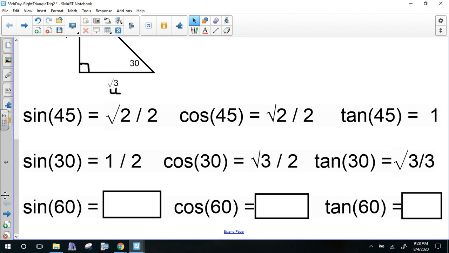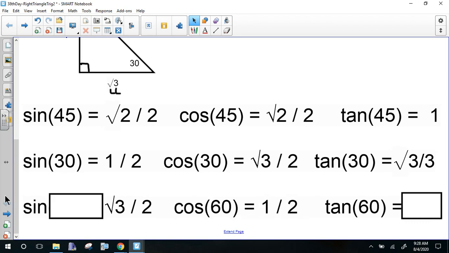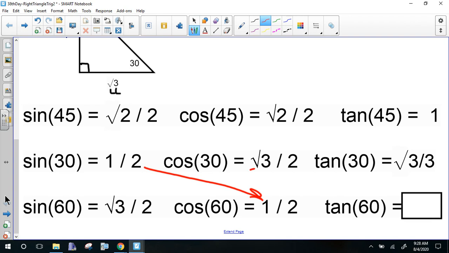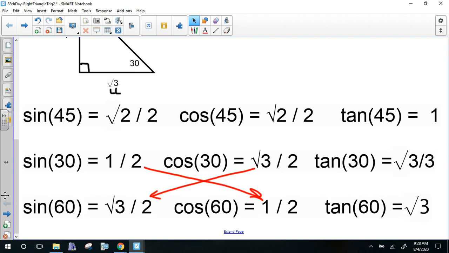Sine of 60, we get square root of 3 over 2. Cosine of 60, we get 1/2. Notice how these two just switch places because they're opposite angles in a right triangle. The tangent's going to be the reciprocal of the tangent of 30 degrees, or square root of 3. Multiple ways to get answers for the same trig function of an angle.